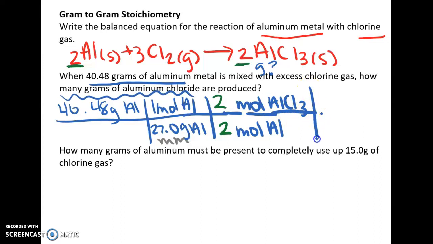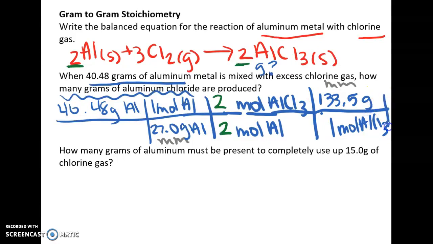My final step, because my question is asking for grams of aluminum chloride, I need to go from moles of aluminum chloride to grams of aluminum chloride. So I have to put moles of aluminum chloride on the bottom, and then I have to put the molar mass of aluminum chloride on the top. And the molar mass of aluminum chloride is 133.5 grams. And then you're going to do that calculation on your calculator.